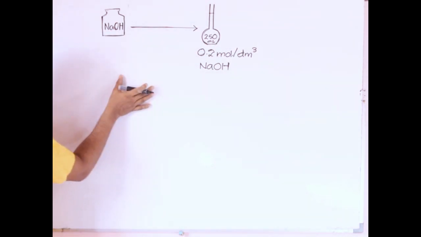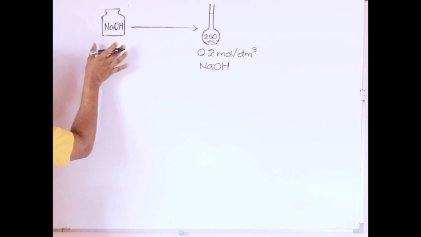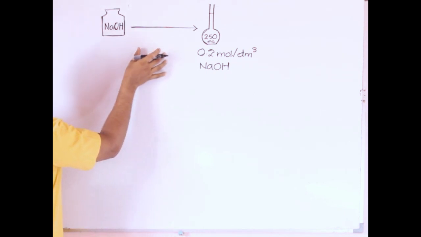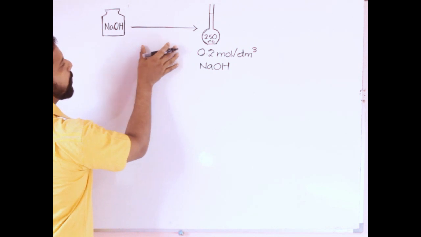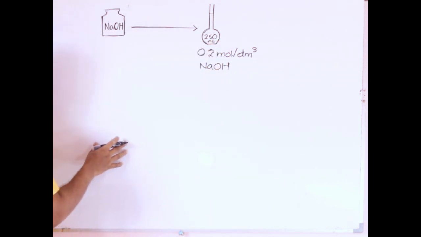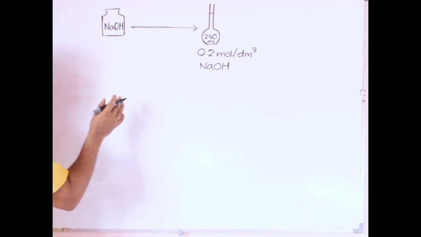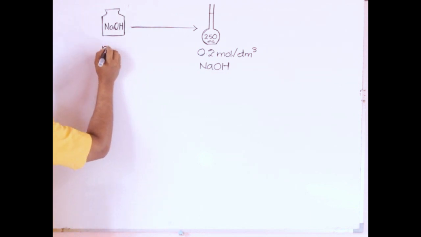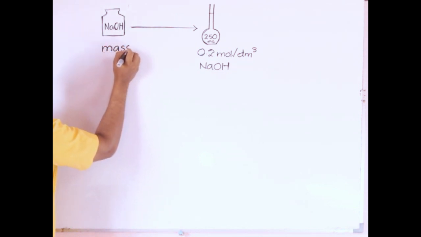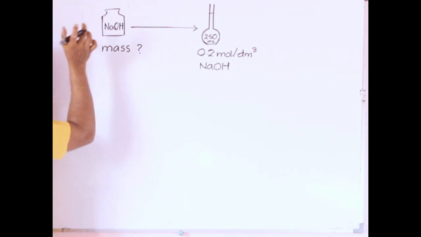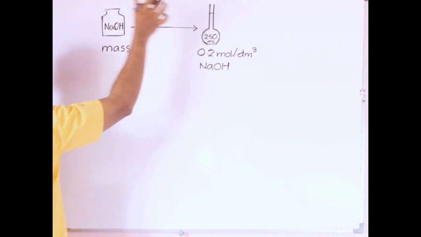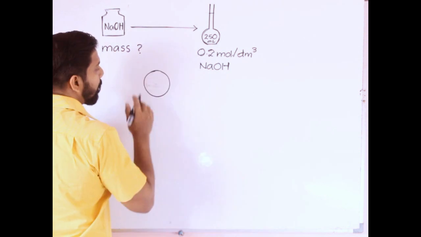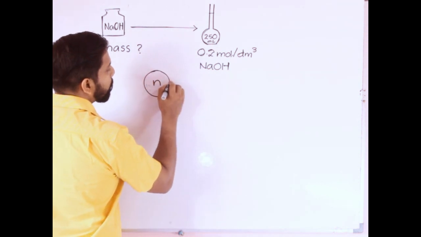What do you have to do now? We need to measure a particular mass of sodium hydroxide and dissolve it, following the standard procedure, in order to prepare the solution. So basically you need to find out the mass of sodium hydroxide you need to measure out to prepare that solution. Let's use our mind map of calculation.